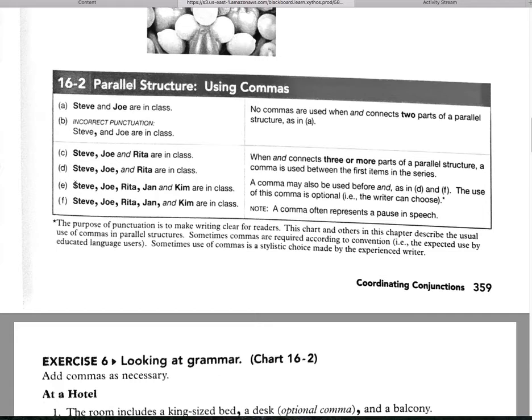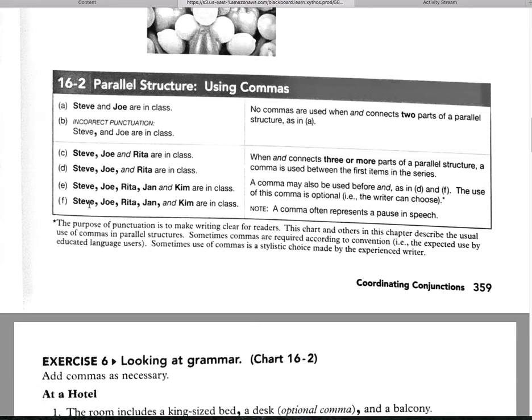Look at letter E. Steve, comma, Joe, comma, Rita, comma, Jan and Kim are in class. That's also correct. Remember that you don't need the comma after a series of 3 or more parts of speech that give you parallel structure in a sentence connected with a conjunction. You don't need the comma before the conjunction. It's still correct. Look at letter F. Steve, comma, Joe, comma, Rita, comma, Jan, comma, and Kim are in class.